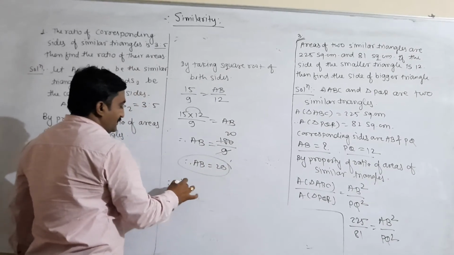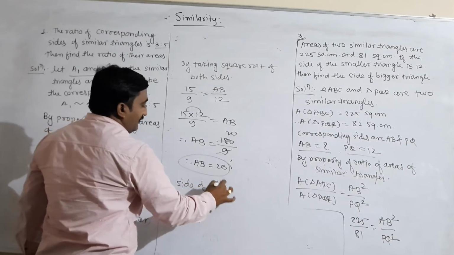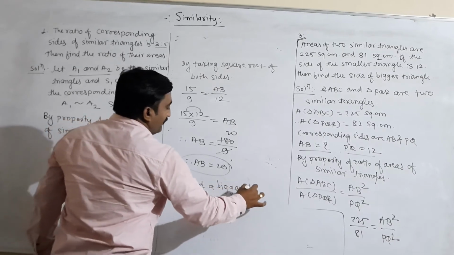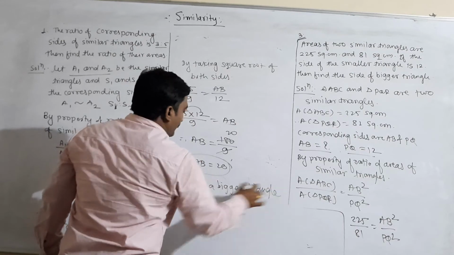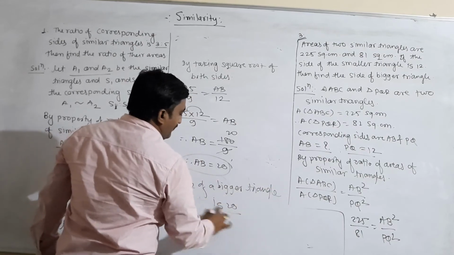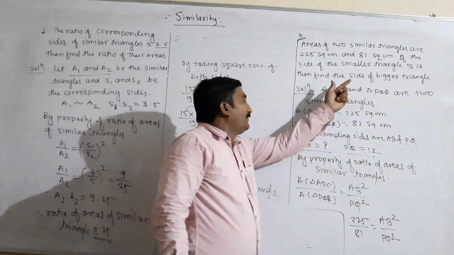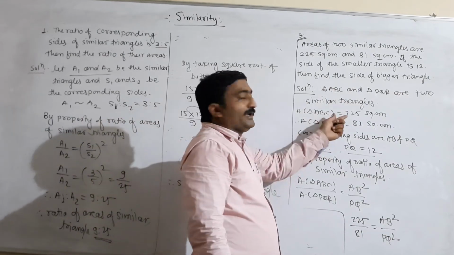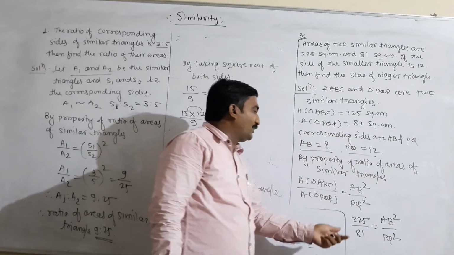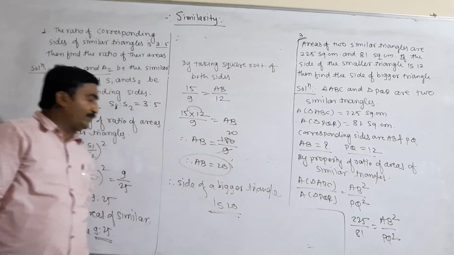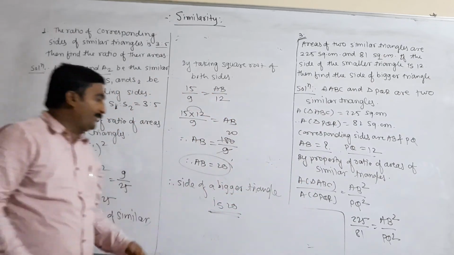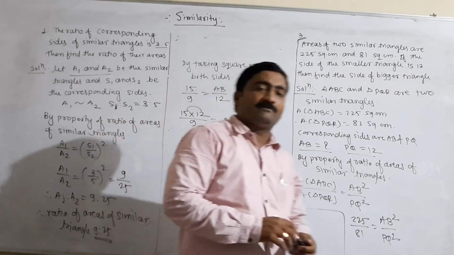So the side of the bigger triangle is 20. We had taken it by mistake. AB is the side of the bigger triangle, so PQ is equal to 12. By substituting PQ is equal to 12, we can calculate that the side of the bigger triangle is 20.